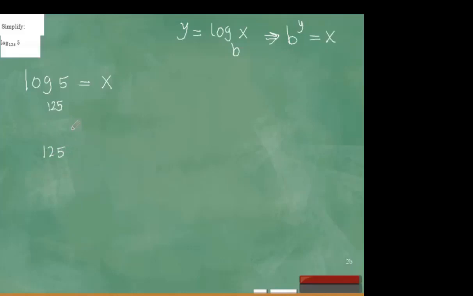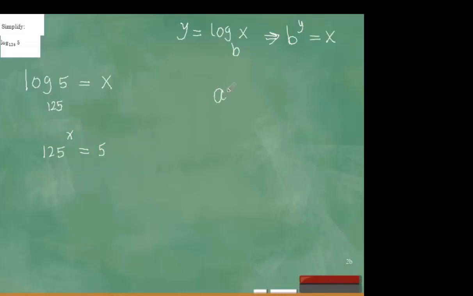Here, simplifying log of 5 with the base 125. I can write this as equal to, let's say, x. Recall, if I have y is equal to log of x with the base b, I can write this as b to the power of y is equal to x. So in this case, I can write this as 125, that's my base, to the power of x is equal to my argument 5. If I can make the base the same, I can conclude that my exponents would be the same.